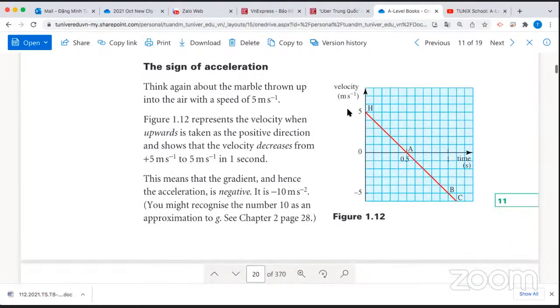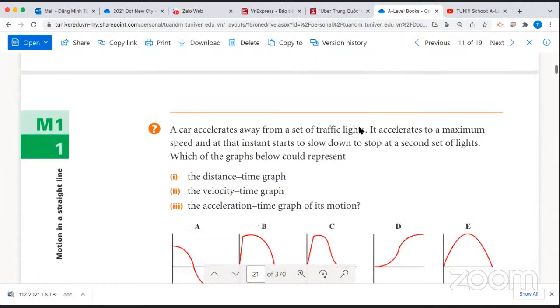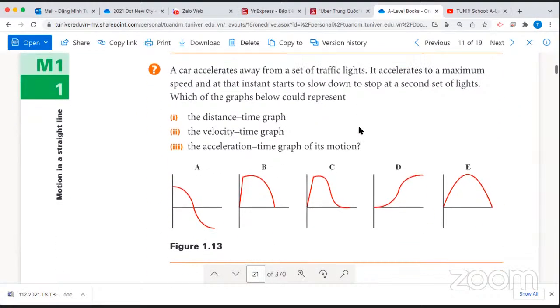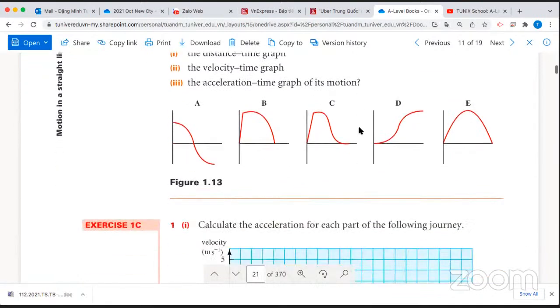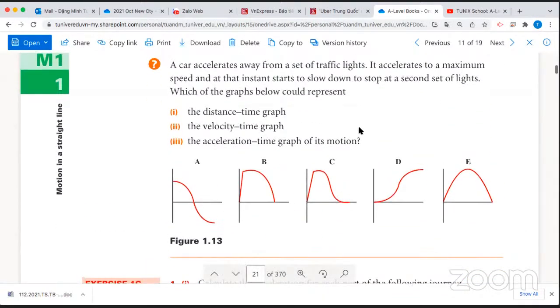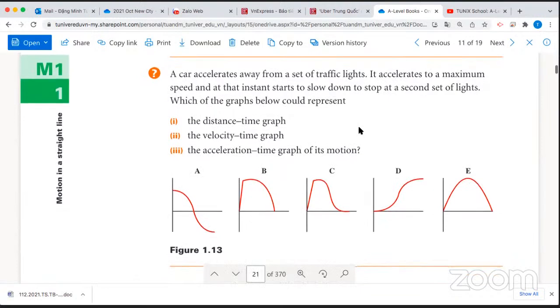And for the sign association, you understand that if the sign is positive, it means increase, and if it is negative, it means decrease. And furthermore, you can look at the graph of this question in figure 1.13. You can explain for me all of A, B, C, D, E: which graph below could represent the distance-time graph, velocity-time graph, and acceleration-time graph of this motion.